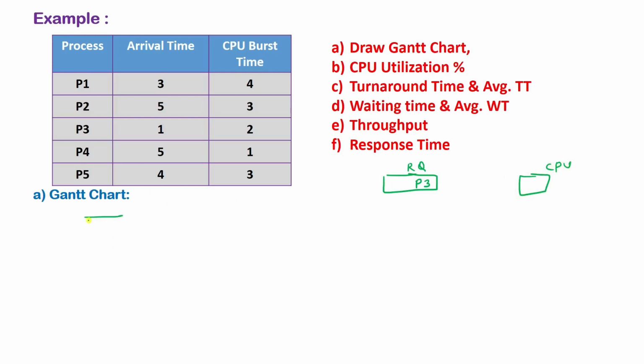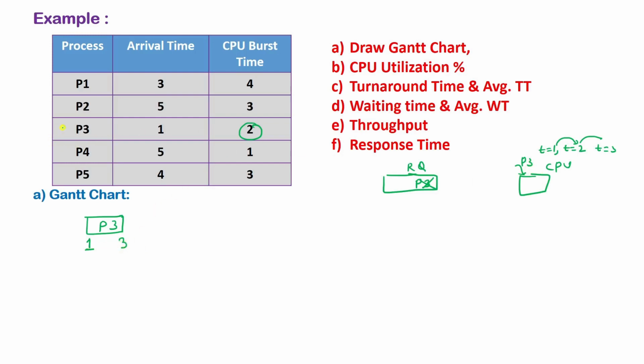So I will draw the Gantt chart. Here P3 has arrived inside the ready queue at t equal to 1, so this is the 1. Now this is taking 2 units of time on the CPU. So P3 went on the CPU and was running from t equal to 1 to t equal to 2. So it took 1 unit of time from 1 to 2, then at t equal to 3, it was 2 units of time. So at t equal to 3, the completion of P3 will be done, since 1 plus 2 is 3, right?